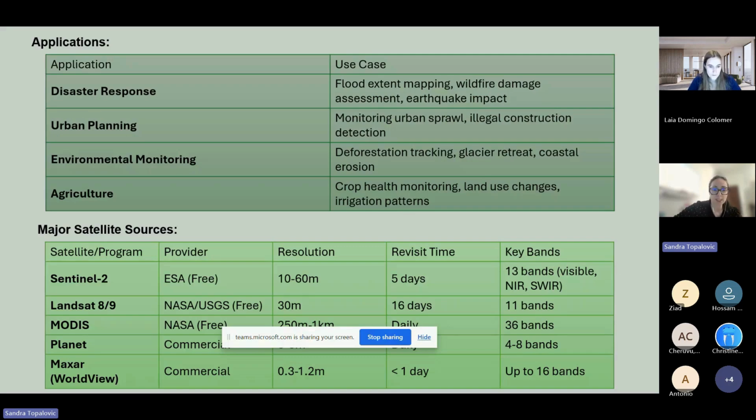When it comes to satellite sources, there are Sentinel-2 data from the European Space Agency, Landsat, and MODIS from NASA, and there are also commercial ones, Planet and Maxar, which have the best resolution and of course are the best for doing this kind of detection. But the thing is, these can be very computationally heavy. So that is also one of the reasons why we want to try quantum machine learning.